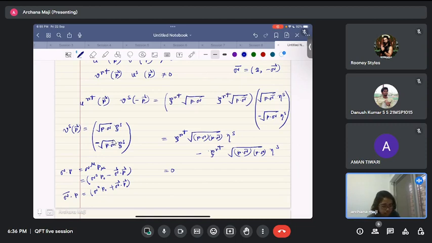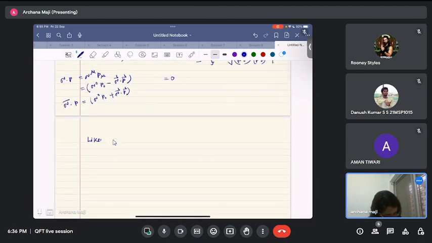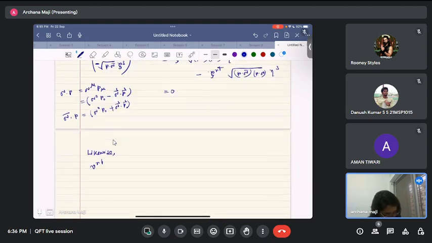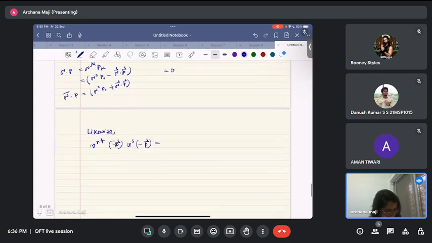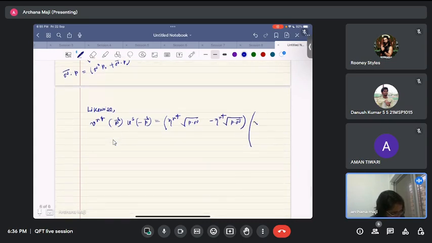Okay. Likewise, V R dagger P U S minus P also turns out to be 0 for the same reason. So now this adjoint spinor would become eta r dagger square root P dot sigma minus eta r dagger square root P dot sigma bar, and U S will be square root P dot sigma bar.